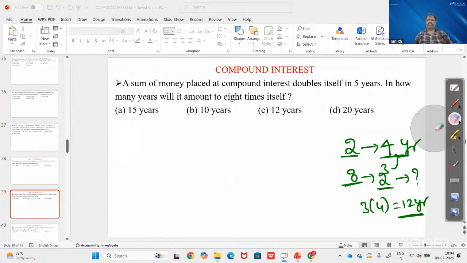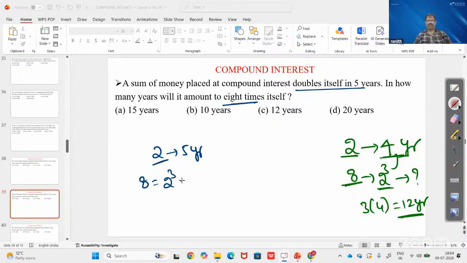So here, what is the answer? A sum of money placed at compound interest doubles itself in 5 years. Double is nothing but 2 times, which equals 5 years. Then 8 times, again we get 8 with the power of 3. So that is 2 cube. 2 cube equal to, we need to multiply 5 into 3. 5 into 3 equal to 15 years. Answer is 15 years.